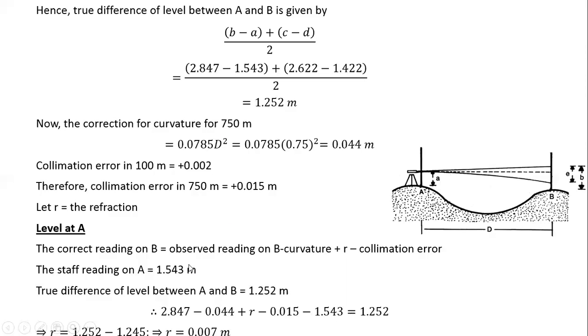Then next, you have to find out the reflection R. For that, first we have to calculate the curvature correction. We are already given the collimation error, so we have to calculate in 750 meter, and then by applying the principle that the true difference of level at B will be equal to the observed reading at B minus curvature plus reflection minus collimation, and then equate it to the true difference of level between A and B, you will get the reflection correction.